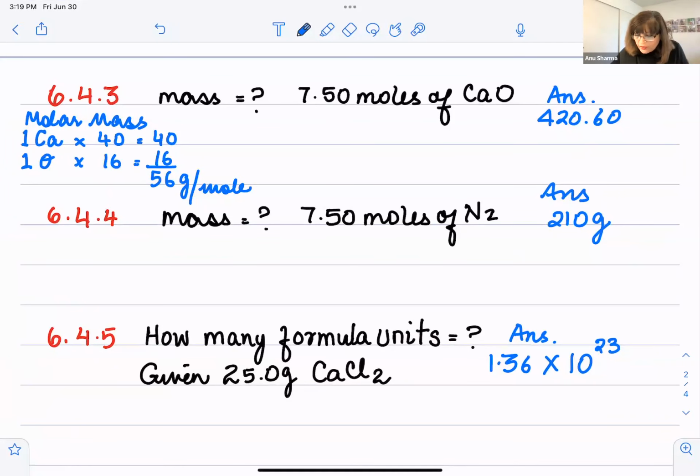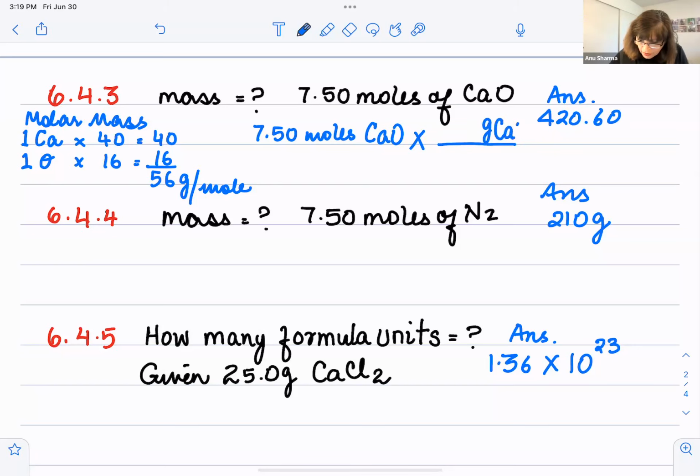So we have 40 plus 16, and that is 56 grams per mole. Now we are given 7.50 moles of calcium oxide, times that conversion factor. That gives you the grams of calcium oxide on the top and the moles of calcium oxide at the bottom, because you want to cancel out the moles of calcium oxide and convert that to grams.